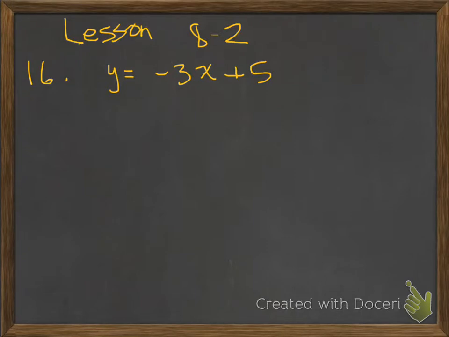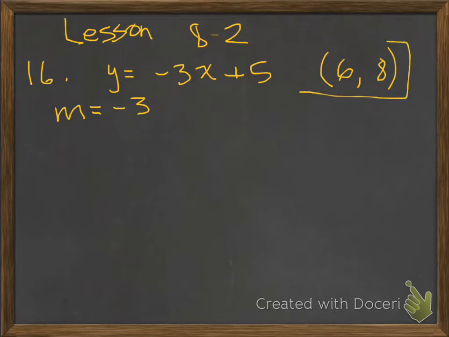All right, now I've turned over to page 96, and I'm looking at the lesson 8-2 practice, and we're going to do number 16 together. It says, what is the equation of a line parallel to y equals negative 3x plus 5, and that passes through the point 6, 8? So let's see, if it's parallel to this line, then what's its slope going to be? That's right, it's going to be negative 3. And now I want it to pass through this point and have this slope.